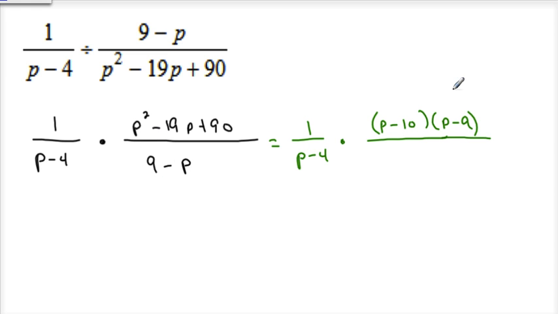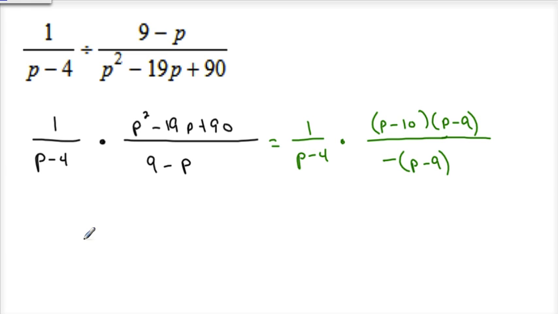9 minus p. If you notice, you have a p minus 9 in your numerator, but this 9 minus p is a little different. So what's the difference here? How can I make this 9 minus p into a p minus 9? Divide all by negative 1, or actually we're just going to factor out negative 1. So I'm going to factor out negative 1, and this becomes p minus 9.